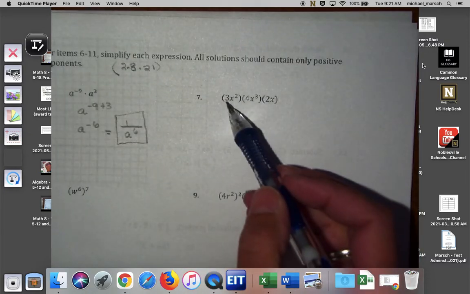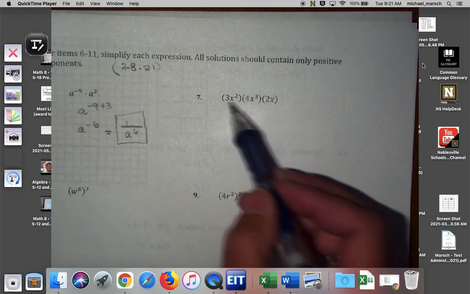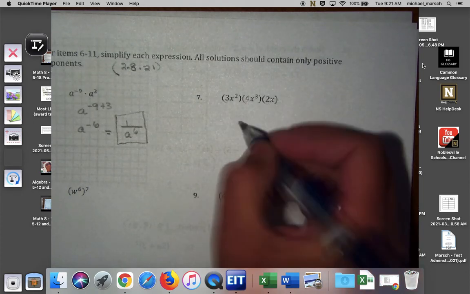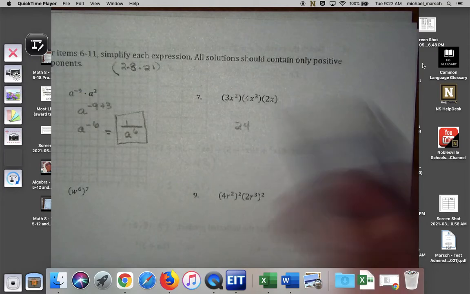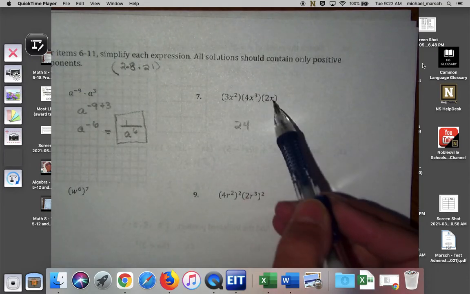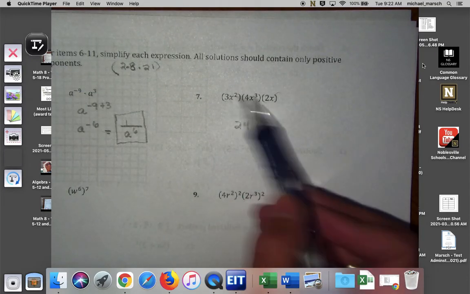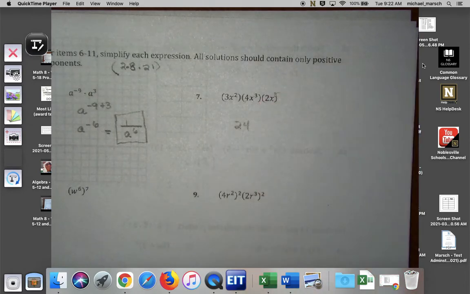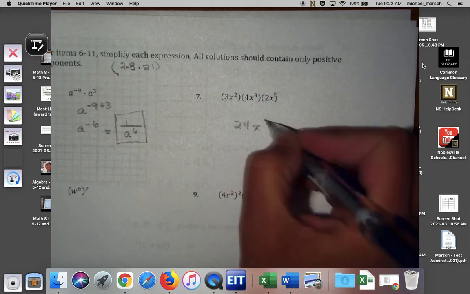For number 7, I'm going to multiply all the coefficients, so 3 times 4 is 12, times 2 is 24, and then I'm going to add these exponent values, so 2 plus 3 is 5, and then remember there's that secret 1 hiding there. So we're going to have 24x to the 6th.